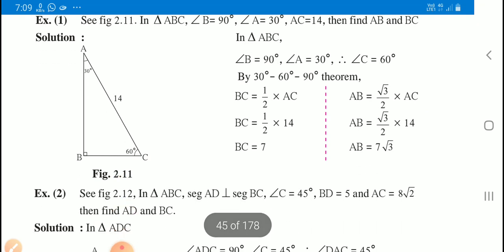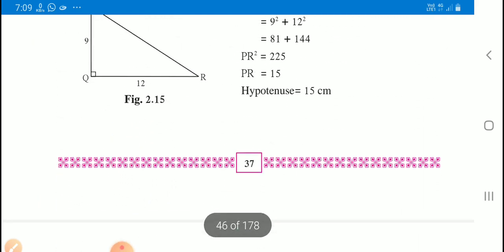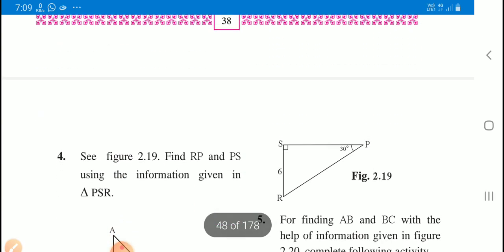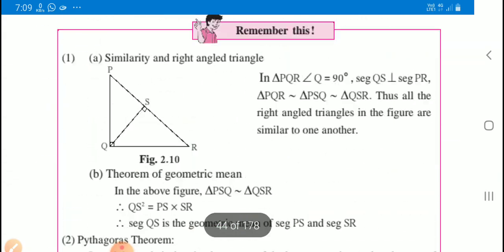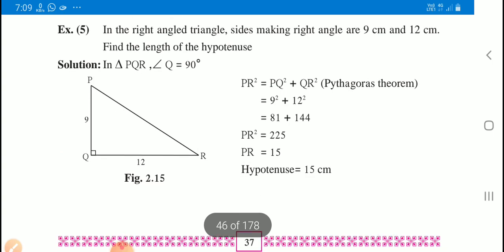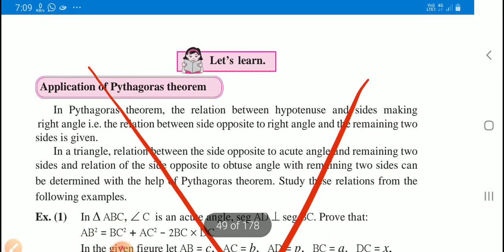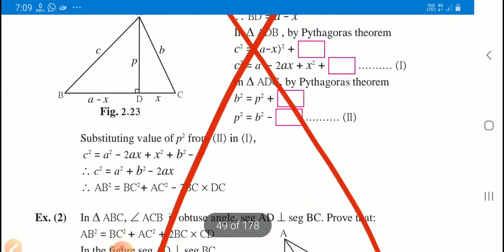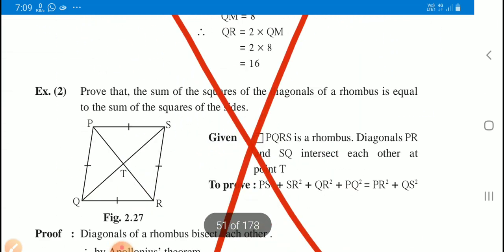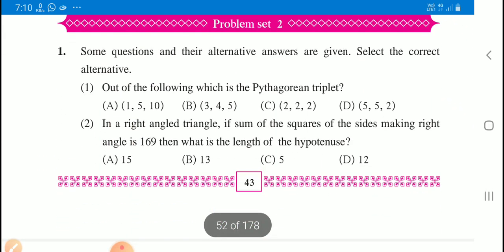Okay. Now see the solved examples and solve the practice set based on this Pythagoras theorem, that is practice set 2.1, and you also have to solve problem set 2. Which things are reduced, I will show you here. Look here, this practice set. After that, the application of Pythagoras theorem is reduced from your syllabus. Next, Apollonius theorem is also reduced. Then page 42, practice set 2.2. After that, problem set 2.